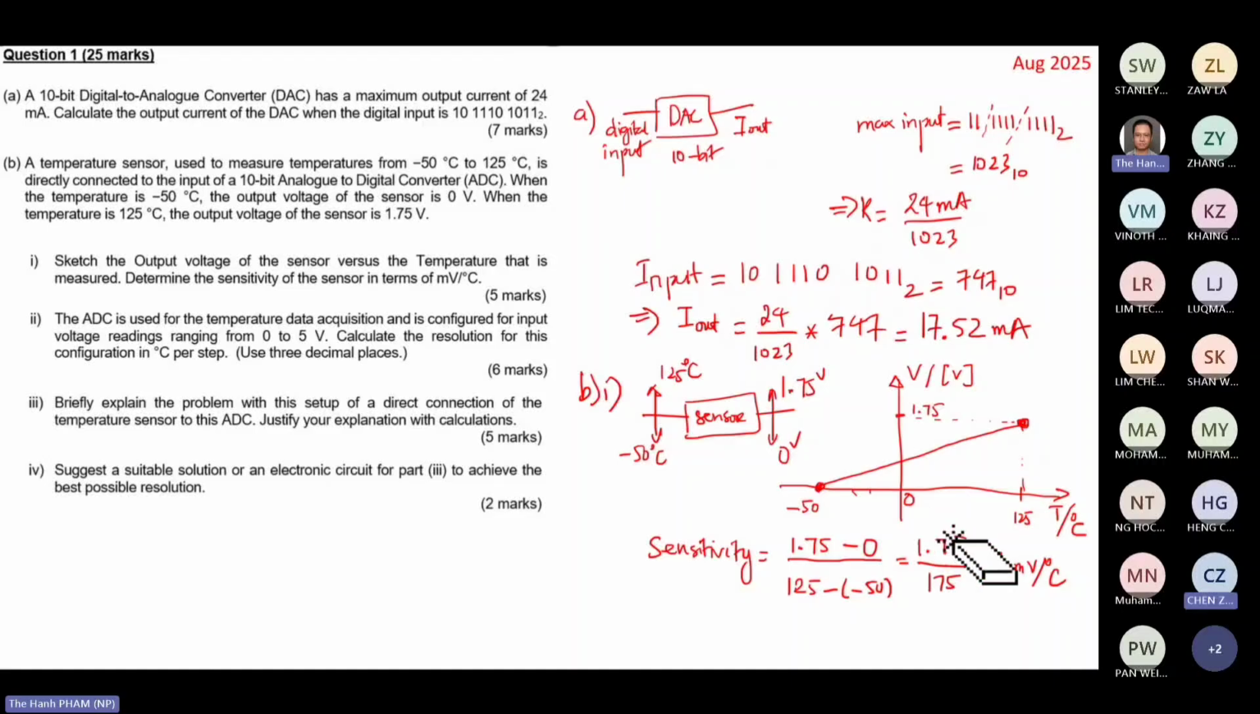Because this one is volt. Oh, no, it should be 10. Because you multiply with 1,000, you should have 1750. Right, so it's 10 millivolt per degree Celsius.